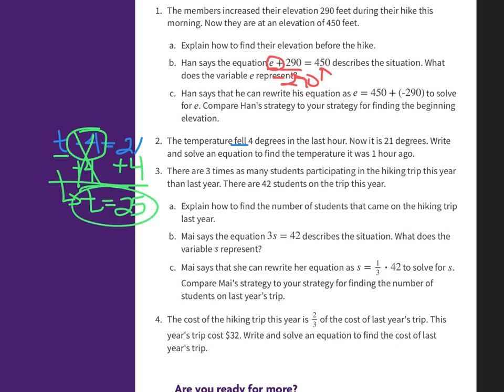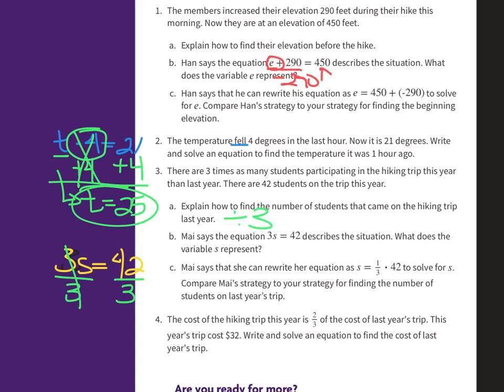Okay? Number 3. There are 3 times as many students participating in the hiking trip than last year. There are 42 students on the trip this year. So 3 times, that's a bad color. Let's try that one. 3 times as many students this year as last year. Well, we don't know what there were last year. So 3 times students equals 42. Explain how to find the number of students who came on the trip last year. Well, to get rid of multiply, we divide. So we're going to divide by 3.